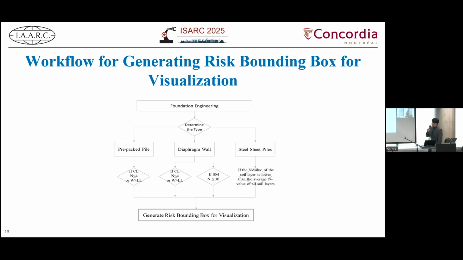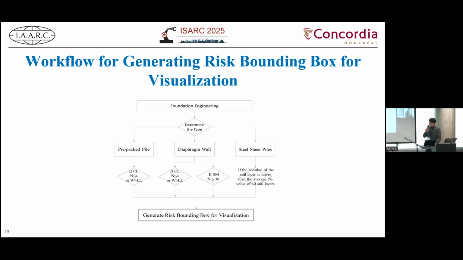In this slide, we show how the system checks for soil-related risk. First, for diaphragm wall or prepared pile in soft clay, if the N value is less than or equal to 4, water content is greater than or equal to liquid limit, the system detects a clay risk and shows it with a bounding box. Next, for diaphragm wall in loose sand, if the N value is less than or equal to 30, it flags a sand-related risk and marks it visually.